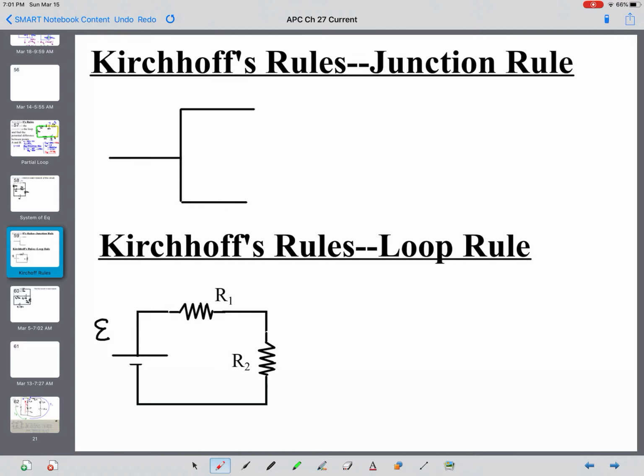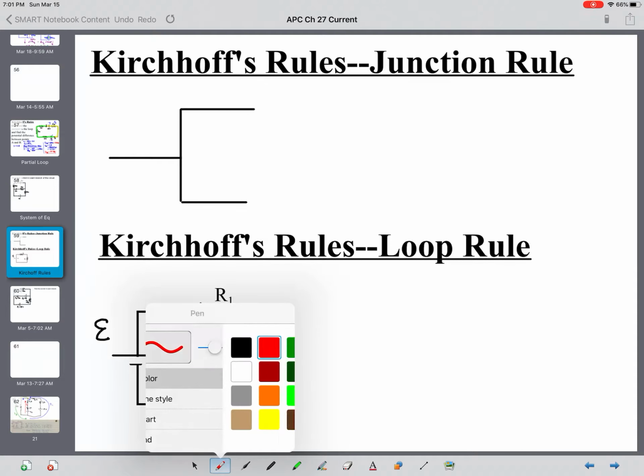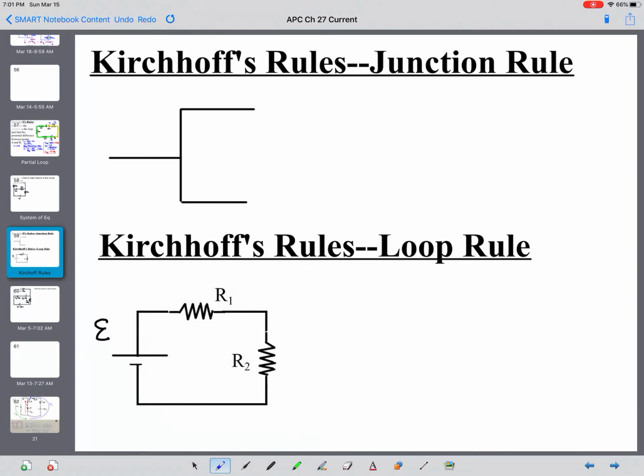Okay, Kirchhoff's rules, very logical, and what they allow us to do is to be able to set up a system of equations so we can analyze more complex circuits like the one we just saw. So let's start with our junction rule.